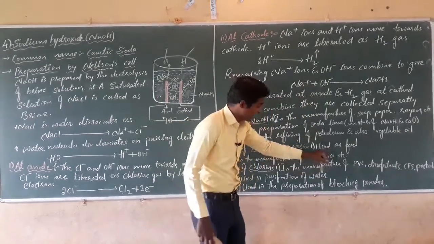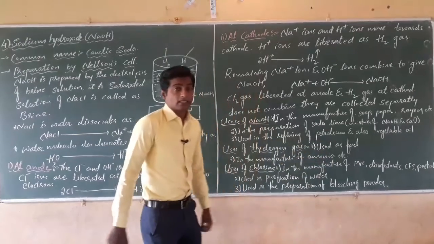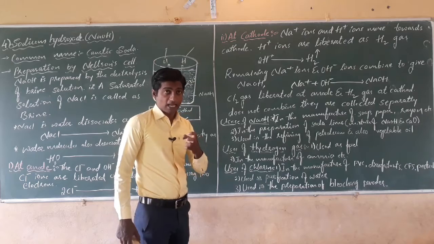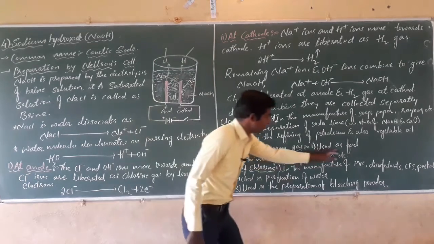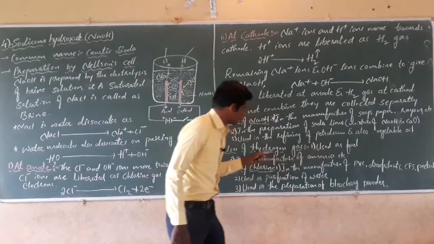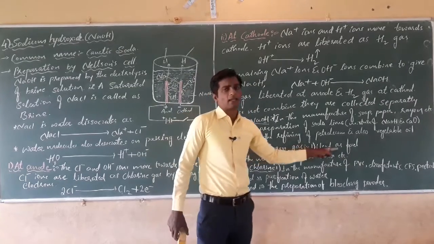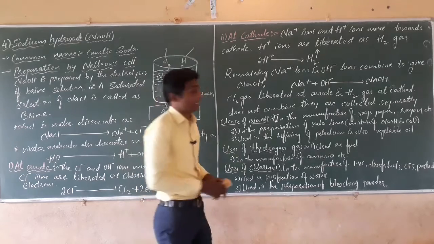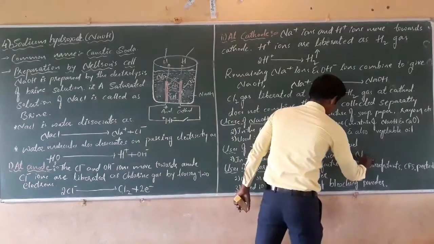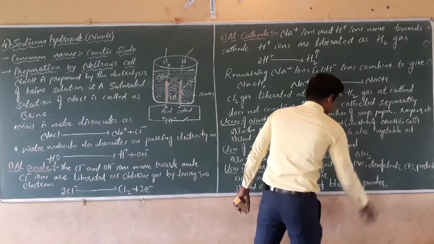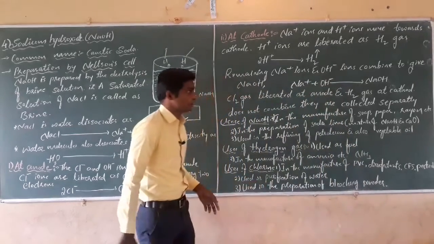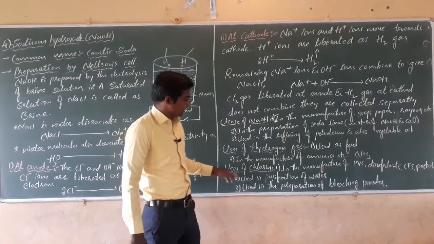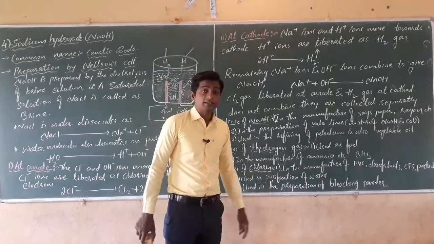See the uses of hydrogen gas. First use, it is used as a fuel, hydrogen fuel, that is a very highly efficient fuel. Hydrogen gas is used as a fuel. The next, in the manufacture of ammonia, NH3, that is in the preparation of ammonia. The next, it is used in the manufacture of chlorine.